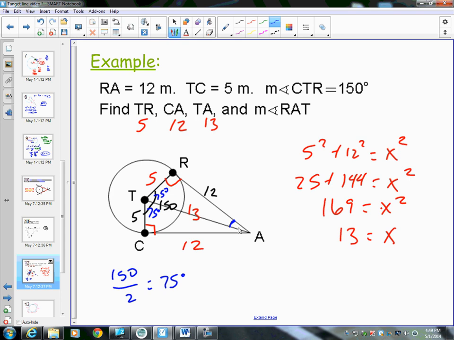To find the measure of angle RAT, we already know two angles on the inside of the triangle, and all three have to add up to 180, so we say 90 plus 75, and we get 165. Then we subtract that from 180. We're left with 15 degrees. Okay, so angle RAT is 15 degrees. There were actually quite a few different questions in that one. There are 4 total. We found TR, we found CA, we found TA, and we found the measure of angle RAT. All because these two segments are both tangents.